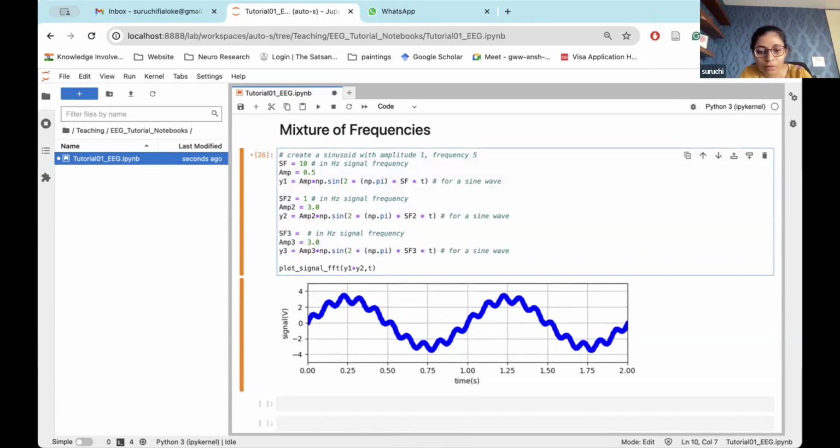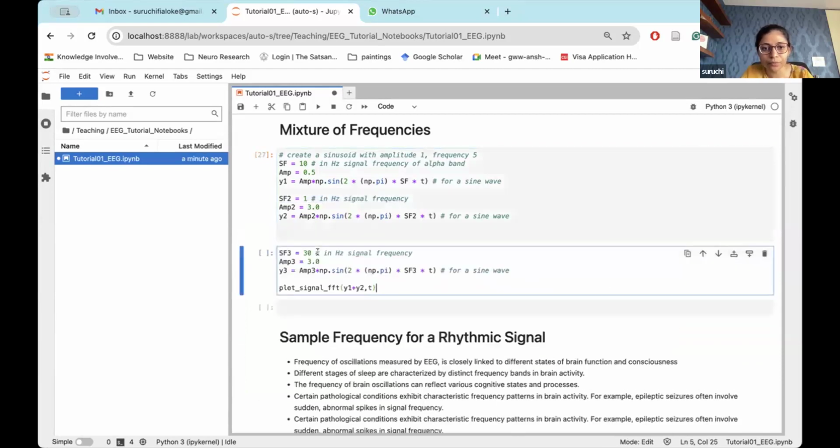Let's make it delta. Let's make it gamma. It's slightly difficult to comprehend, comparatively, the frequency and sampling. What I'm doing is, let's say this is a signal frequency of the alpha band, and I've given it an amplitude of 0.5. Then I created another signal frequency in the delta range, where it's 1 hertz, and I've given it a higher amplitude. And I'm creating a combination of the two. That was a combination of those two.